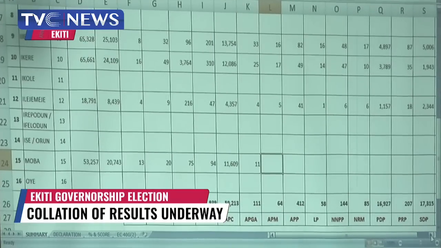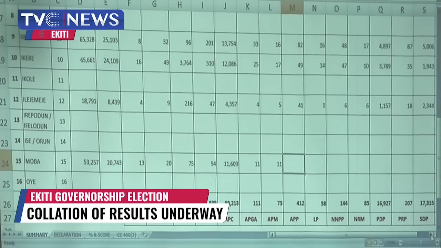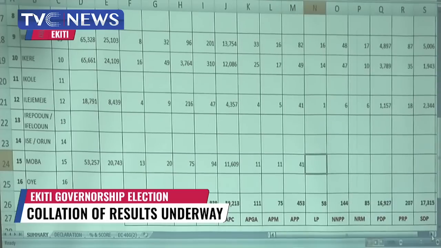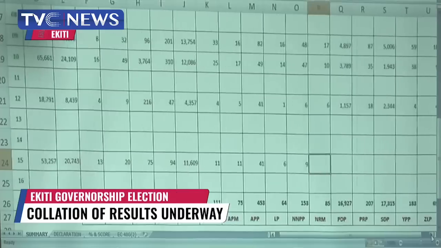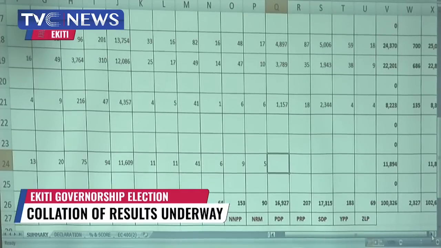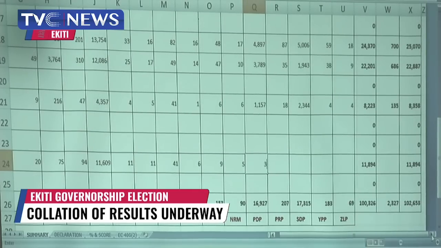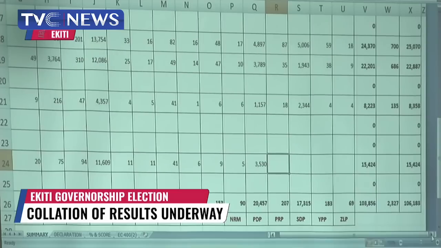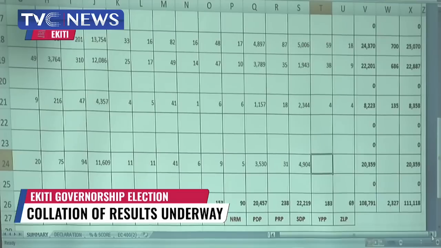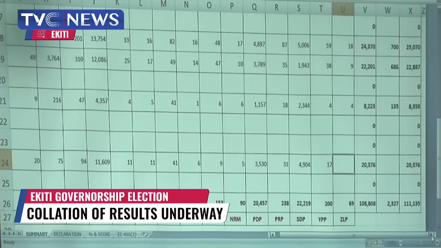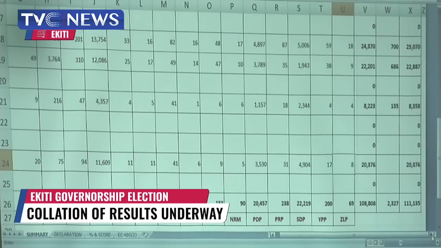APGA 11. APM 11. APP 41. LP 06. NNPP 09. NRM 05. PDP 3530. PRP 31. SDP 4904. YPP 17. ZLP 08.